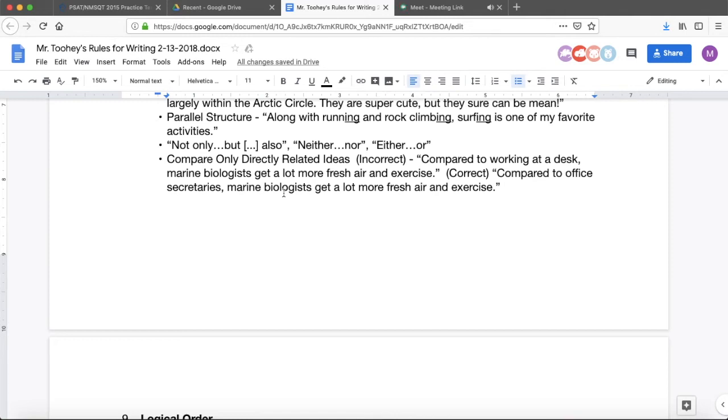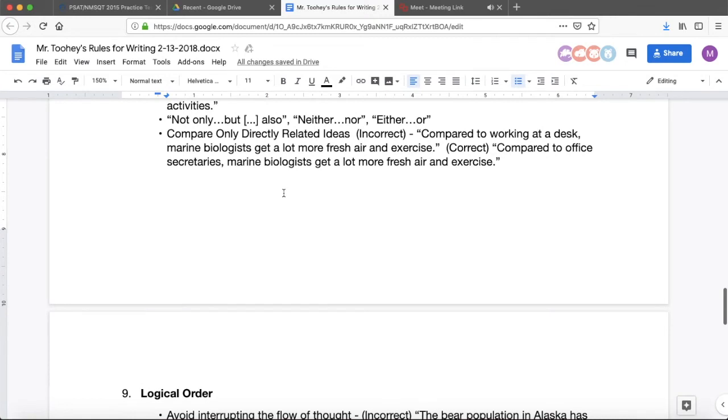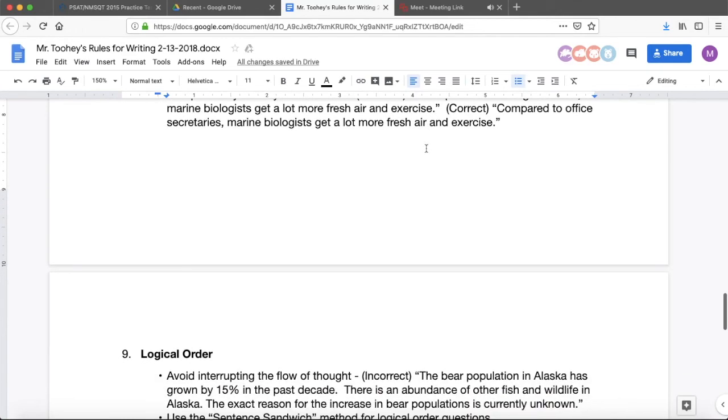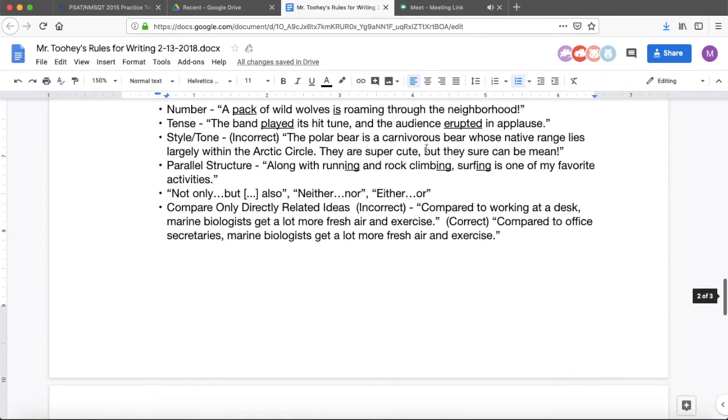Then you're comparing two activities. That'd be fine too. But you compare an activity to an activity or a profession to a profession, but don't compare an activity to a profession. That's no good. Also, singular things compared to plural things, that also pops up, and that's no good either. Those are tricky to catch. Be on the lookout for them.